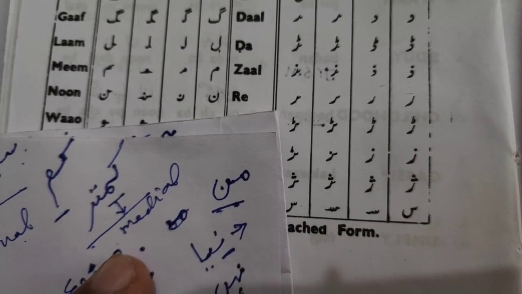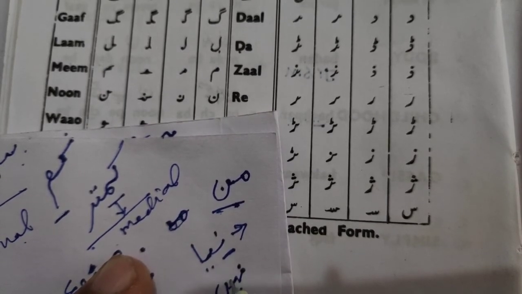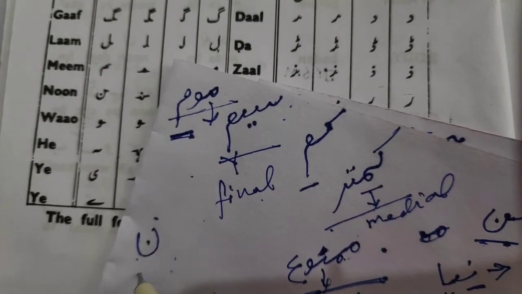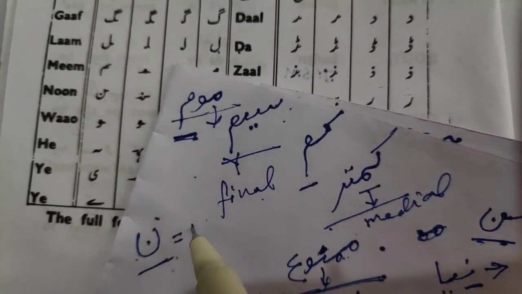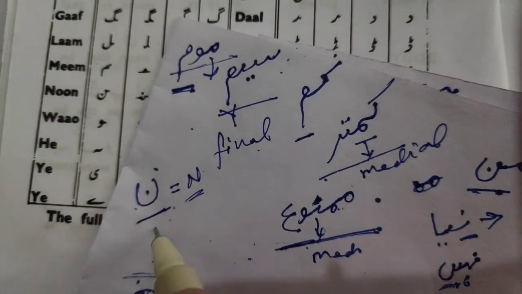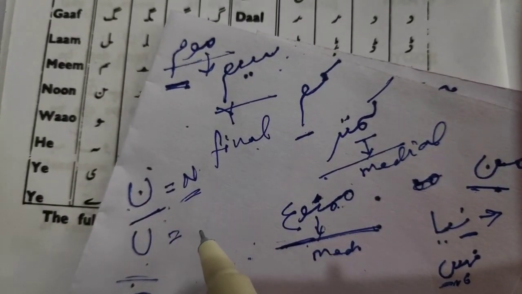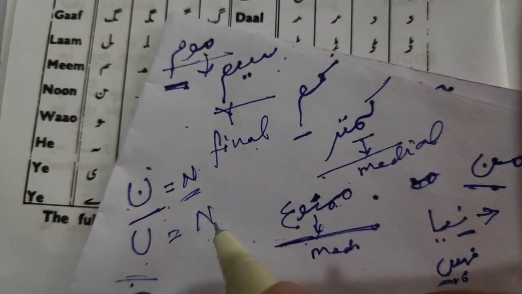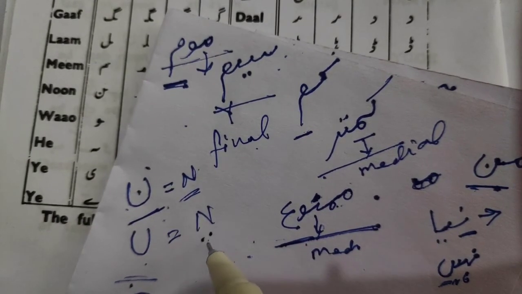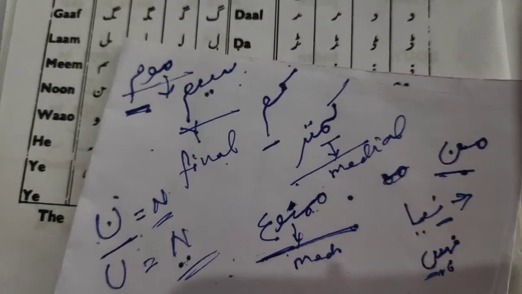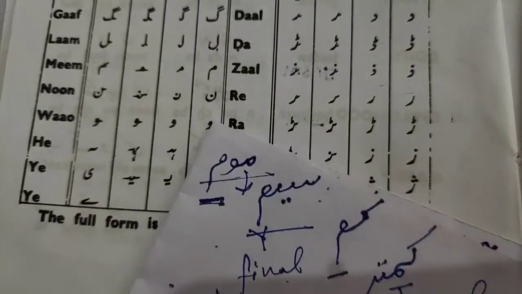This is the noon. Noon is small, then ye, then noon gunna. I think I didn't tell you about noon gunna. This is the noon. Okay, this sounds like an, and this is the noon gunna. This sounds like when you say ja. I think this dot will help. Okay, when you practice you will learn more.